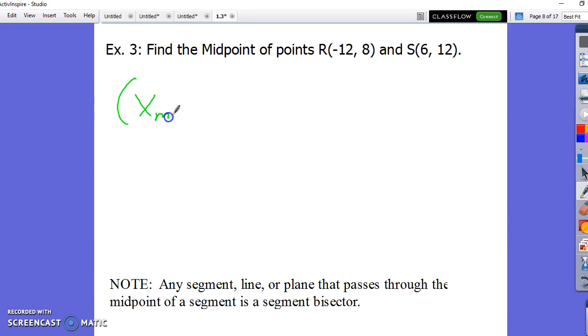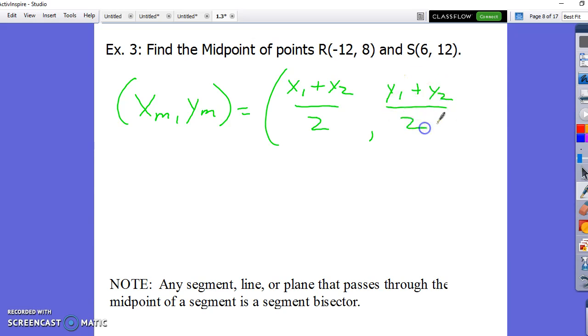It is written as xM, yM. Why do you think we have the sub M's there? What do you think that stands for? Midpoint, okay? And so what this says is midpoint is equal to, and the x coordinate is going to be x1 plus x2 divided by 2, and then comma, and then the y coordinate is going to be y1 plus y2 divided by 2.